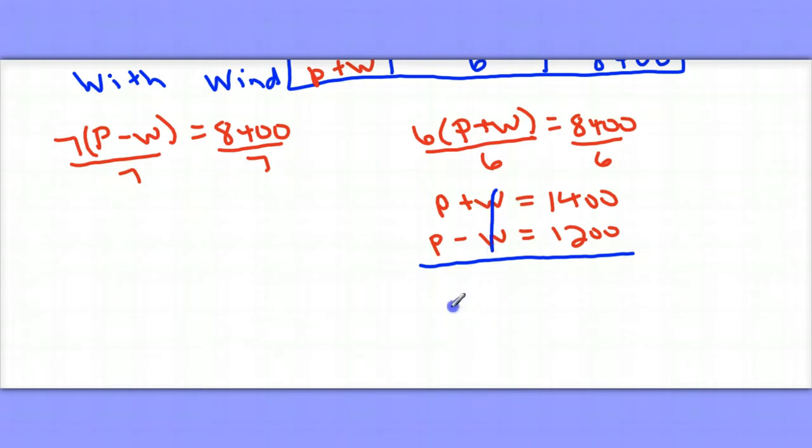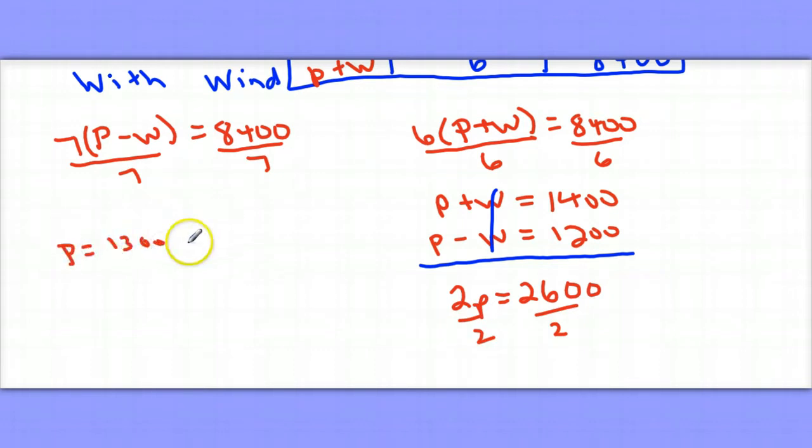So we have 2P equals 2,600, and dividing both sides by 2 gives us the speed of the plane of 1,300 kilometers per hour. And I know that might seem fast, but this is kilometers per hour. A kilometer is a shorter distance than a mile, so you can have a higher number here for speed.